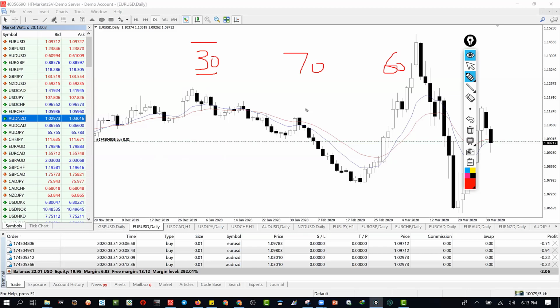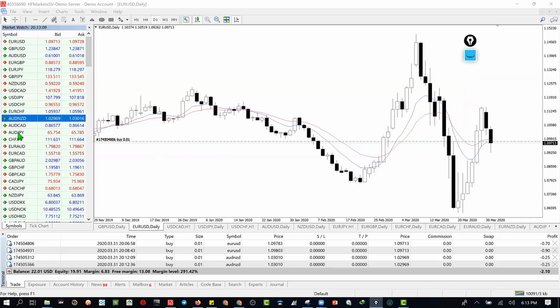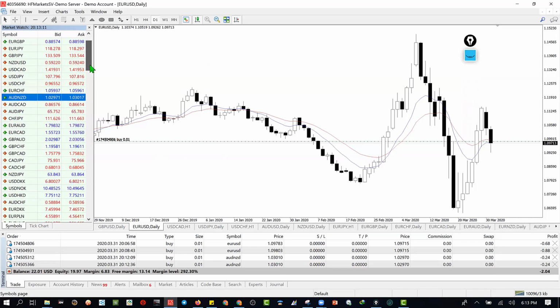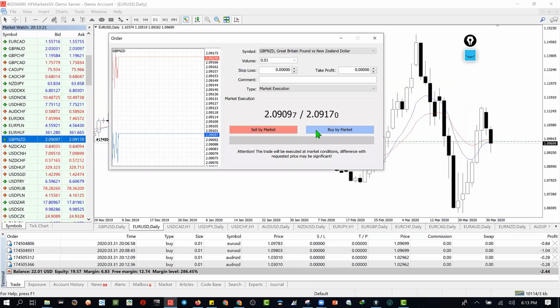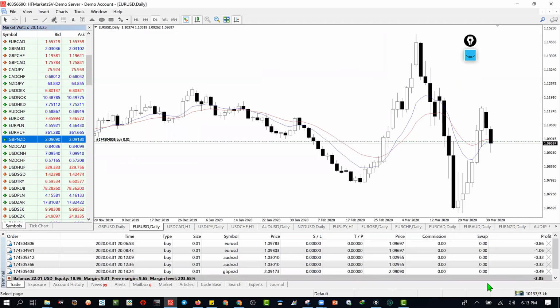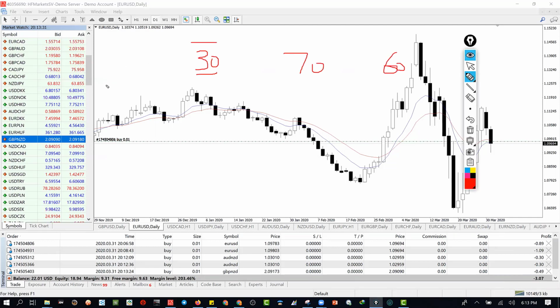So let's practicalize other minor currency pairs. Let's see the GBP against the New Zealand dollar. It's a currency pair that has a high spread. Let's take a new order, maybe let's buy. You can see we have been charged 52 cents. The spread right there is 52.